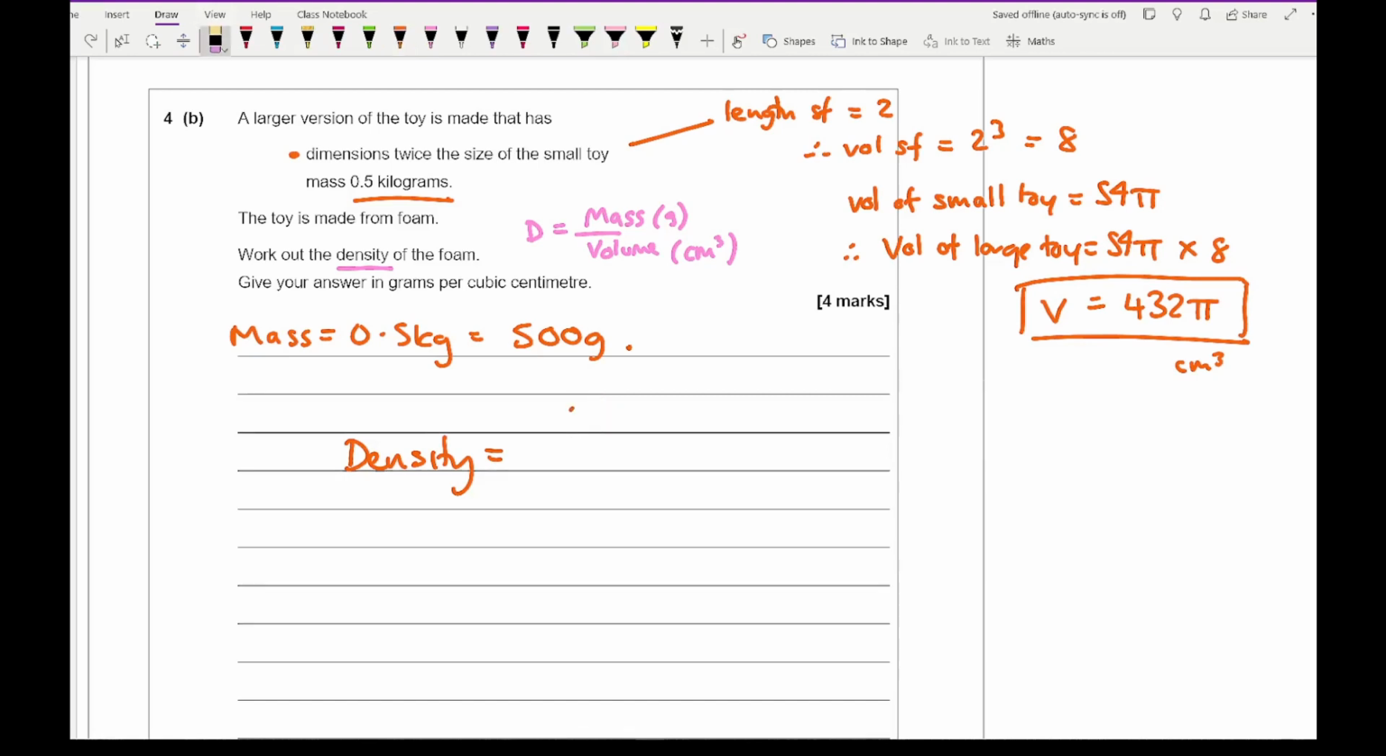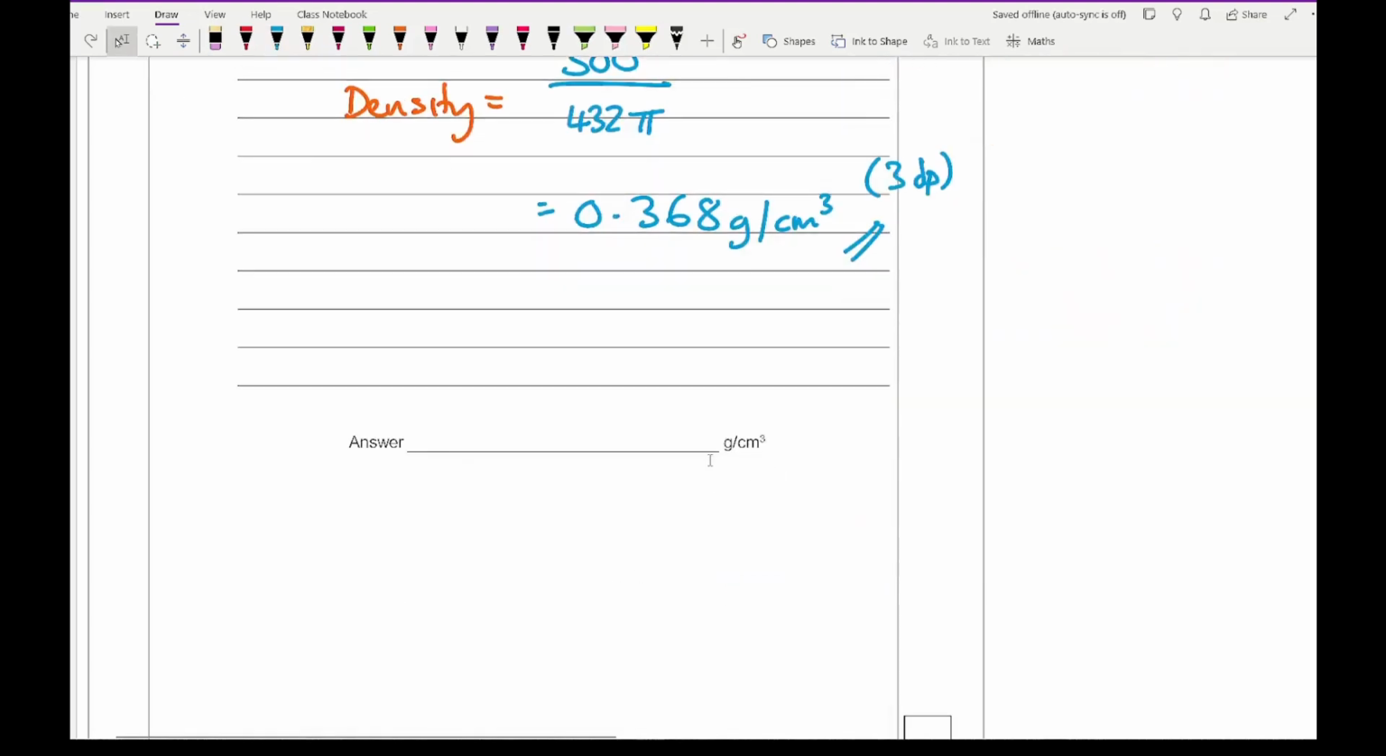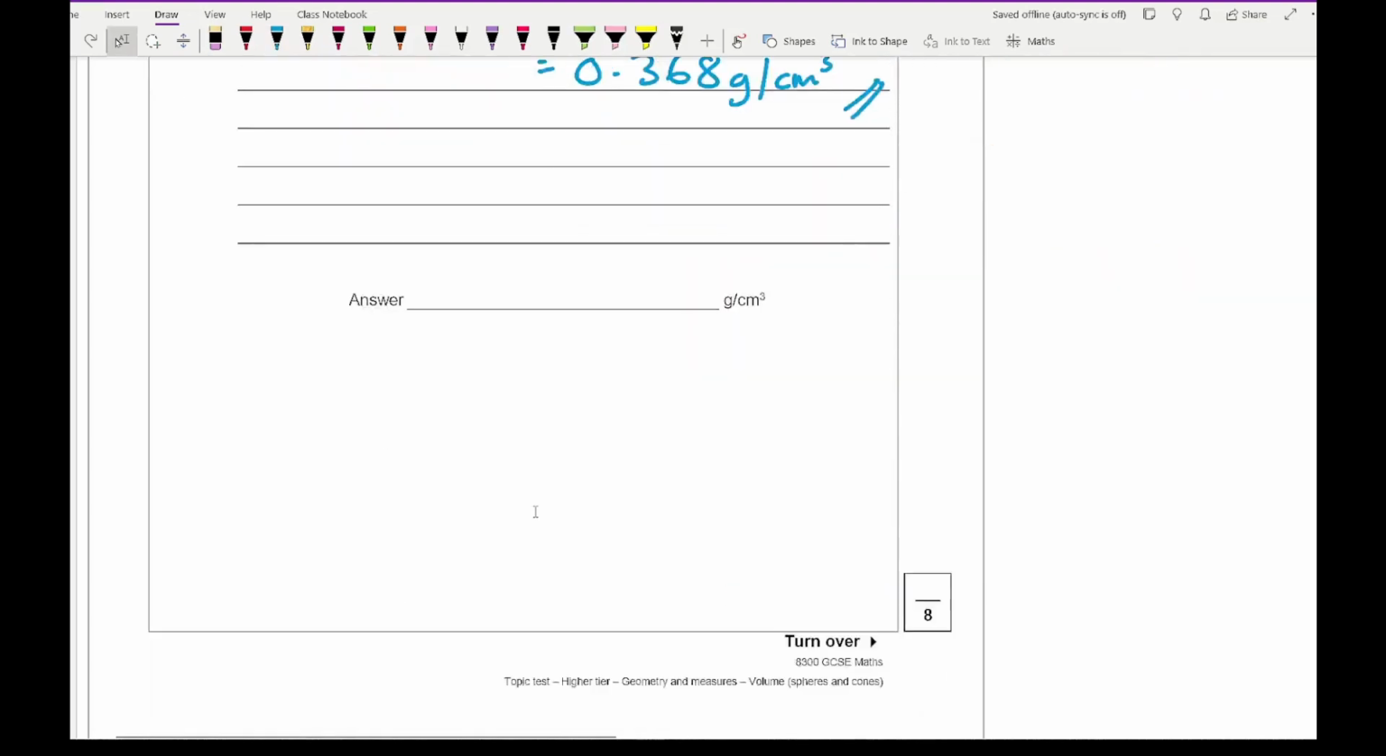Let me just write that 5 a little bit better. So it's going to be 500 divided by 432 pi. And typing that all into my calculator, I get an answer of 0.368, and that's in grams per cubic centimetre, and that's to 3 decimal places. And the units are given to me, and if I didn't write that, it would have been fine.